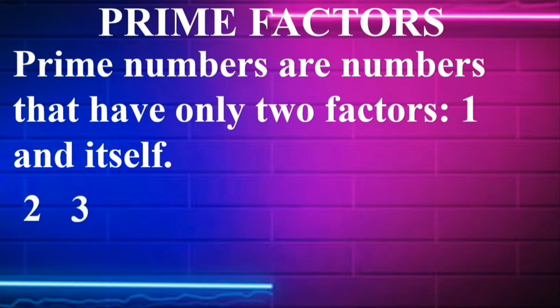Another number is 3. 3 only has two factors, 1 and 3. Now 5 is another prime number. It has just two factors, 1 and 5. Another number would be 7. 7 also has two factors, 1 and itself, which is 1 and 7.